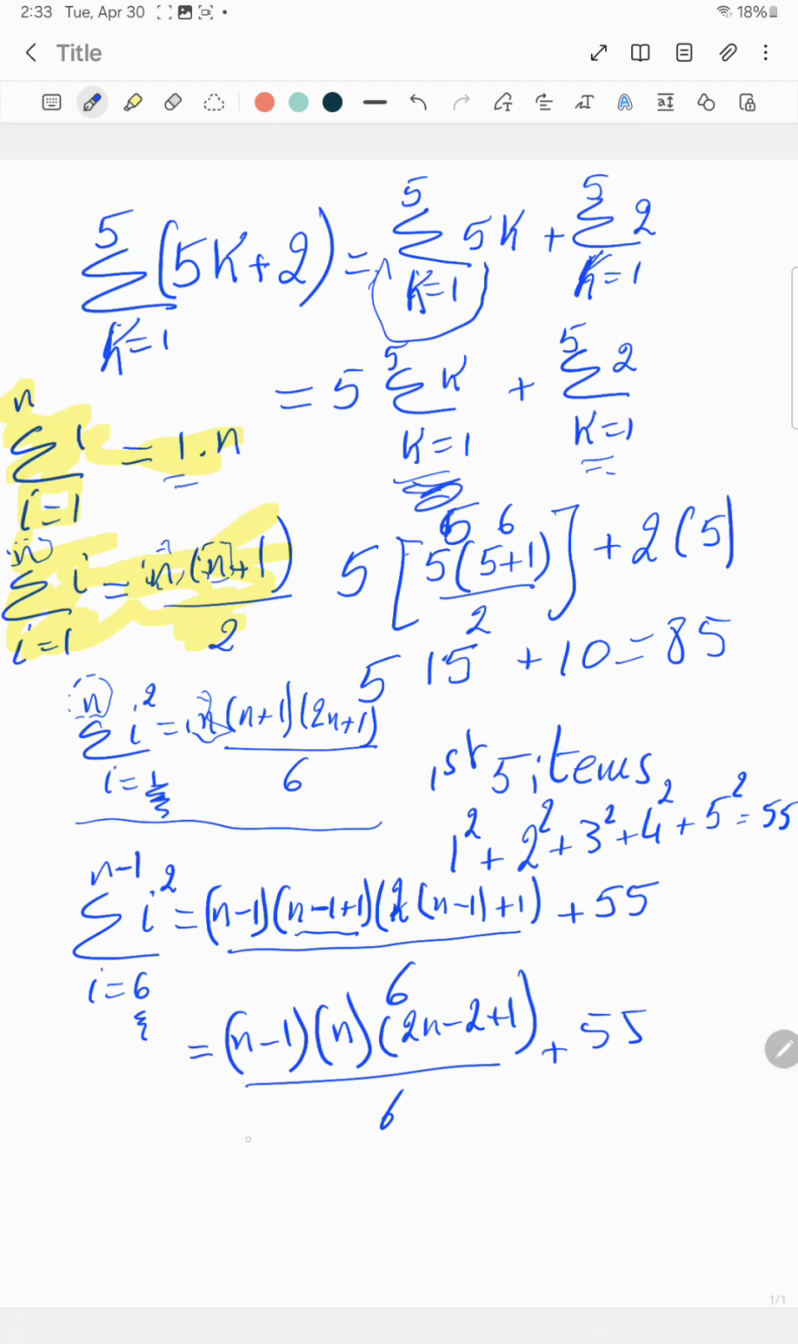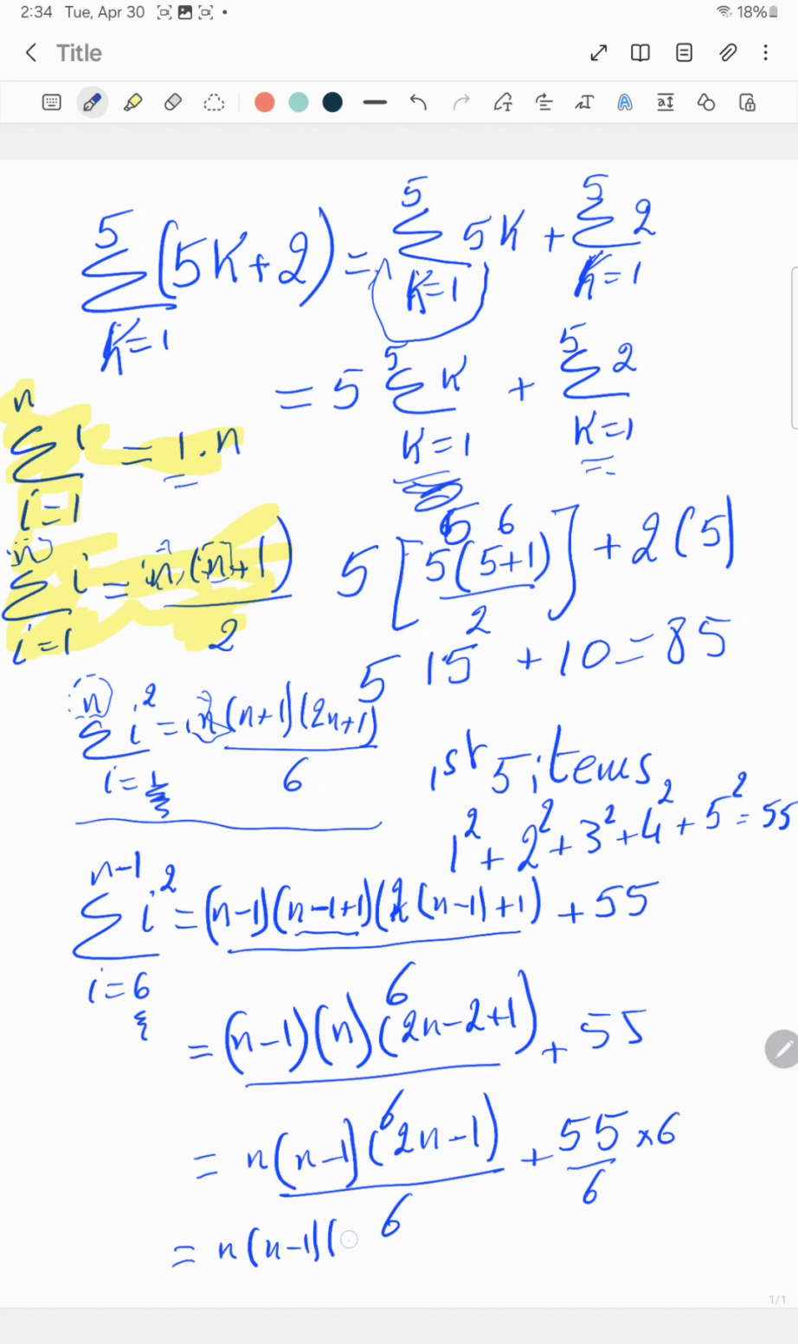So I will rearrange it. It's equal to n times n minus 1 times 2n minus 2 plus 1, which is minus 1, divided by 6 plus 55. And if I want to have it more neat than that, I can multiply by 6 and divide by 6 to have a common denominator. It will become n times n minus 1 times 2n minus 1, plus 330, divided by 6, because 55 times 6 is 330.